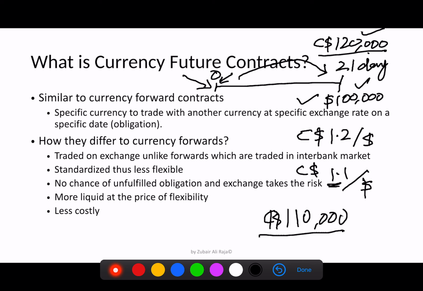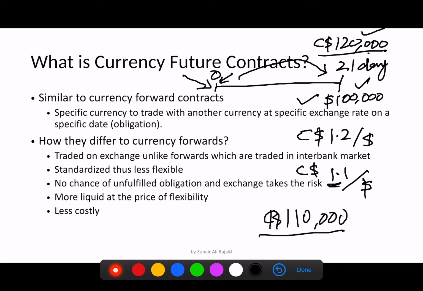The second difference is that future contracts are usually standardized, while forward contracts are customized, and customized things are mostly expensive. So future contracts are less costly compared to forward contracts, and they are standardized. And now, what do we mean by standardized?